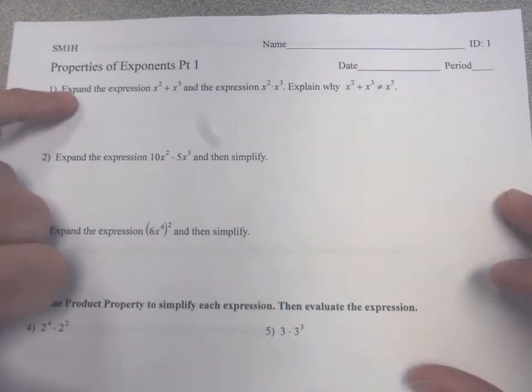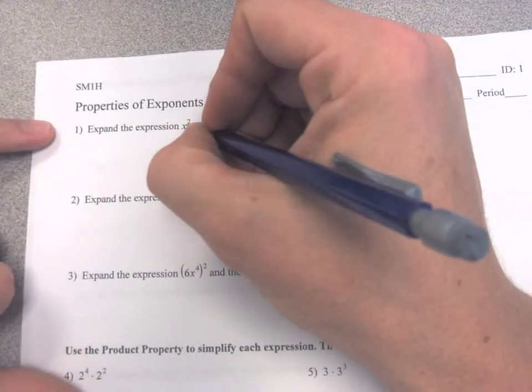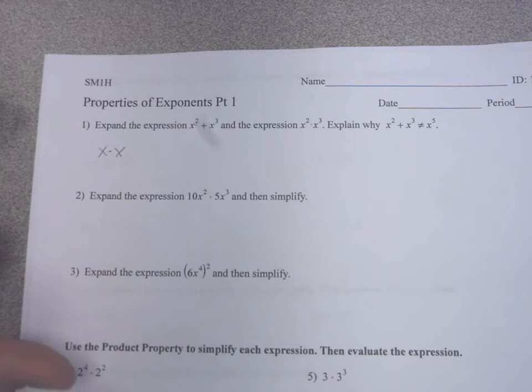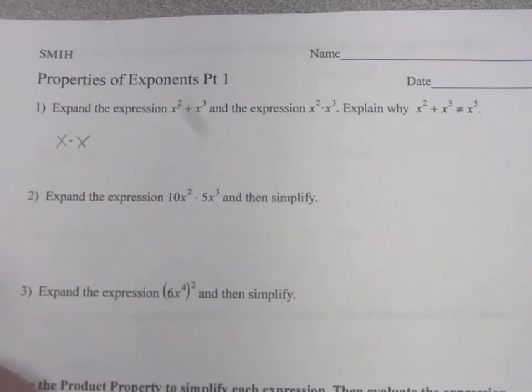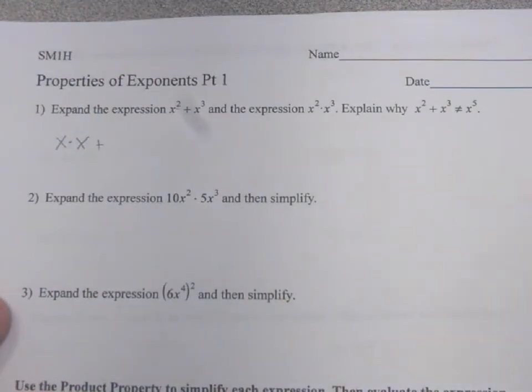So let's take a look at a couple of these and see if we can figure out what's going on here. Okay, so expand the expression x squared plus x to the third. Well, we know this 2 means repeated multiplication, right? Whatever's under that 2, in this case an x, we want 2 copies of it multiplied. Okay, then we have a plus, right? And then we have an x to the third.